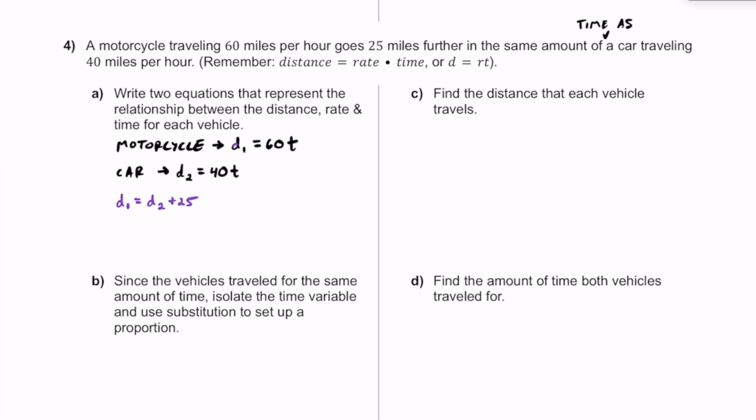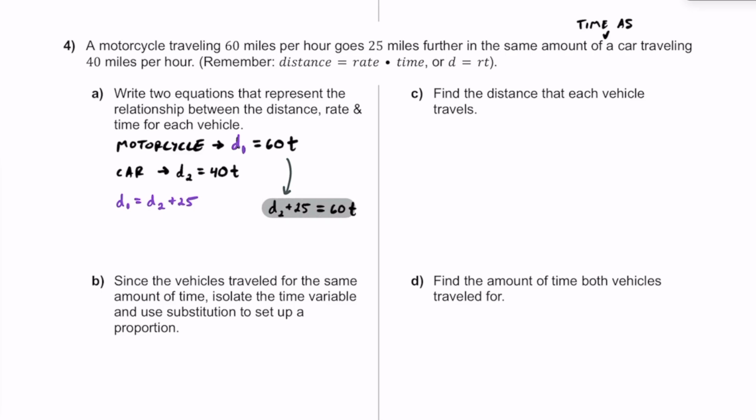That being said, if we wanted to rewrite this top equation, we could make this a little bit more clear for the future part of this problem. Instead of writing D1 is equal to 60 times T, we can actually just say that D2 plus 25, which is the same thing as the distance 1, or the distance of the motorcycle, is going to be equal to 60 multiplied by T.